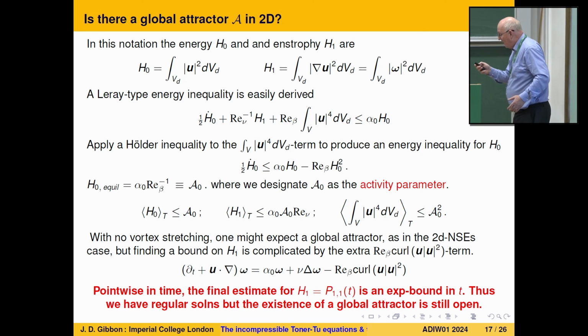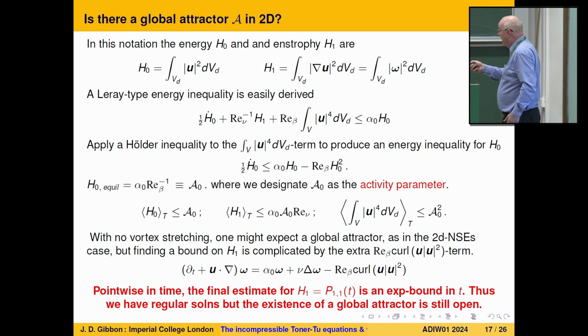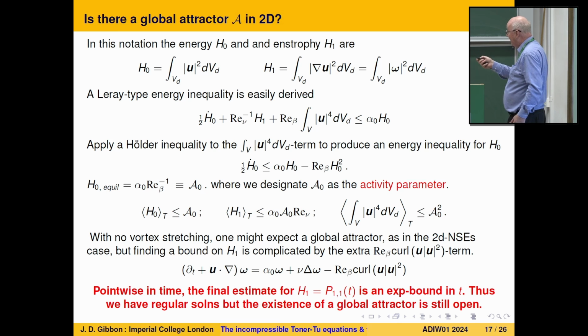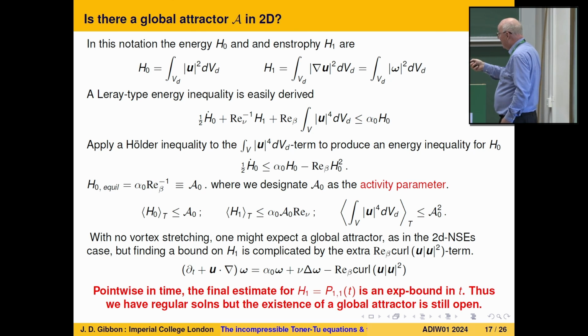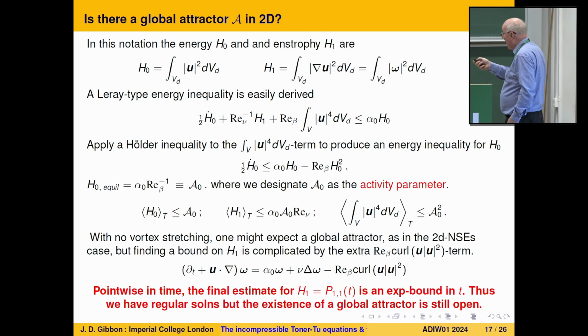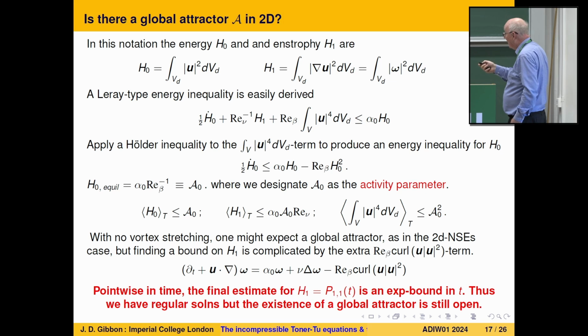Okay, so we want to know, is there a global attractor in 2D? Because we know that Navier-Stokes has a 2D global attractor. I'm not going to look at the detail, you can work it out. It's very, very simple. You've got this extra integral of u to the fourth, which is very nice to have.